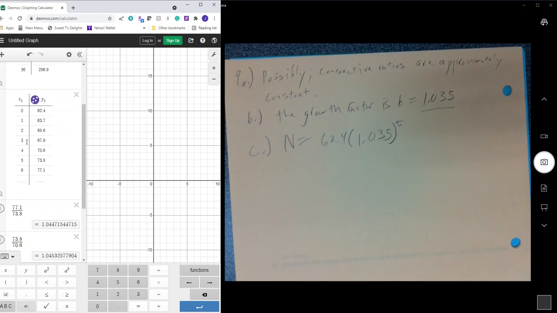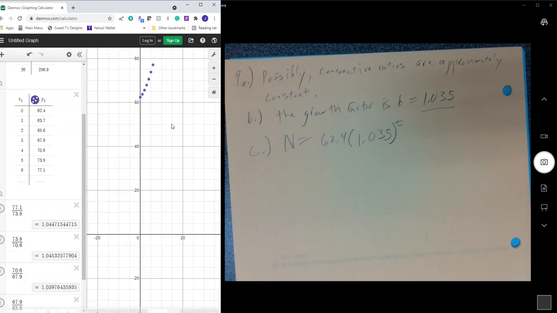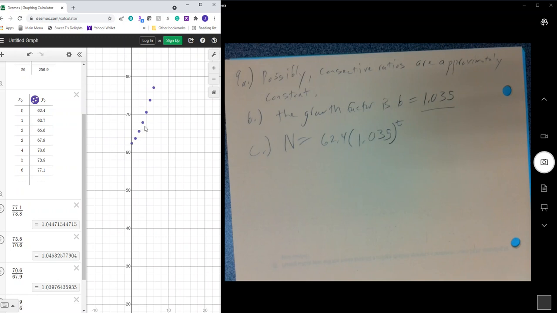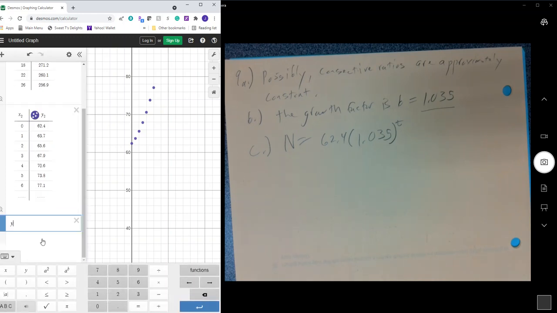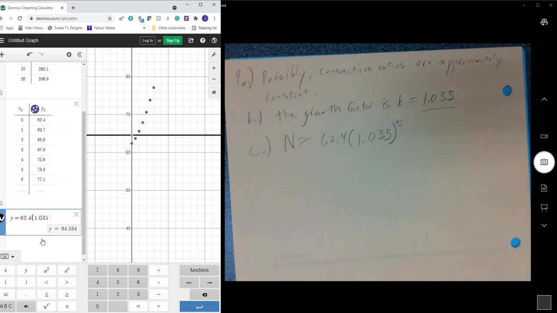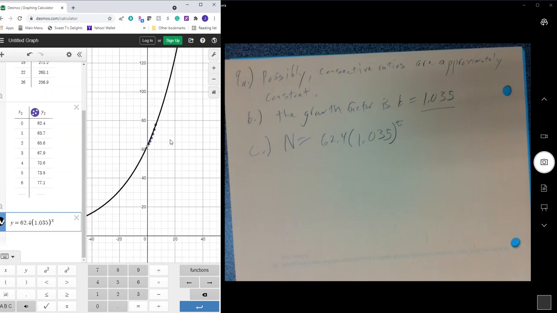Now it says graph the function. What you would need to do is just plot these points here, and you would connect these points. To show this to you, I would have to use y and x. So I'll put y is equal to 62.4 times parentheses 1.035, close the parentheses, and then take this to the x power. As you see, it's not perfect, because remember, these were approximations, but it's very, very close. This is how your graph should look, except you should start at zero. You shouldn't start at the negative. So it'd be like here with the arrowhead.